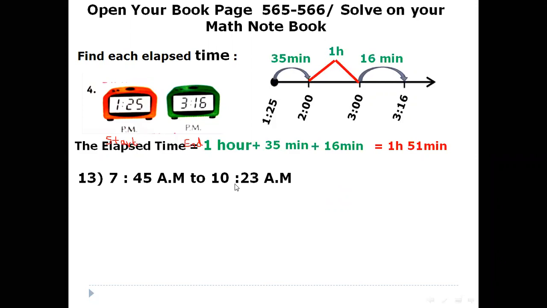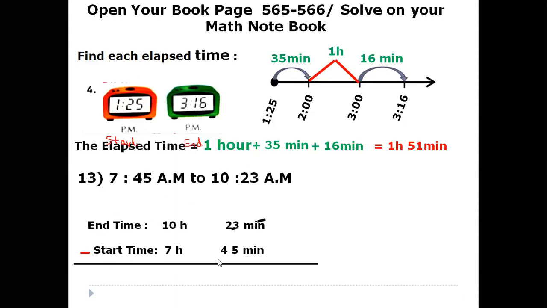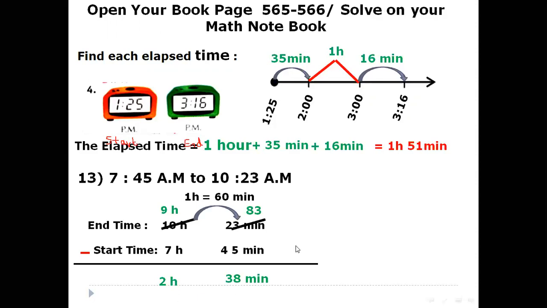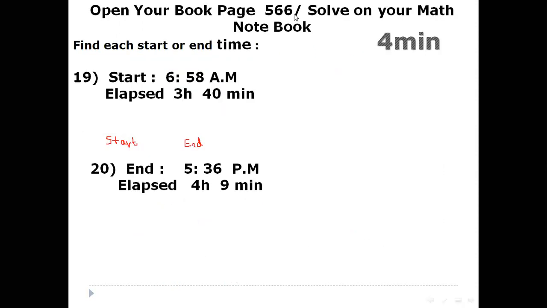Now number 13, there is 7:45 a.m. to 10:23 a.m. So this is the starting time. We started at 7 a.m., which means in the morning, to 10 a.m. in the morning. If you use the subtraction way, you subtract the ending minus the starting. 23 minus 45 can't work, so we borrow 1 hour. 10 will be 9, 23 plus 60 is 83. If you subtract 83 minus 45, you get 38 minutes. And 9 hours minus 7 hours is 2 hours, so this is the elapsed time.